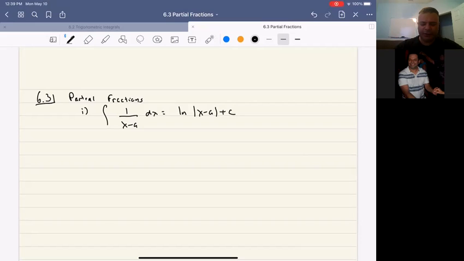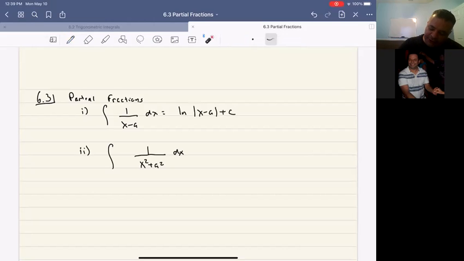Slightly less well, but we know this integral: 1 over x squared plus a squared dx. Because we just learned how to do it, let's practice evaluating this one. We see this is a trig substitution, right? So we have this x squared plus a squared. We're going to remember our trig substitutions.